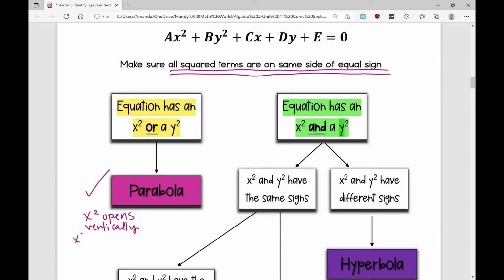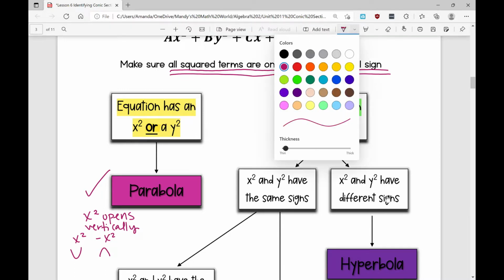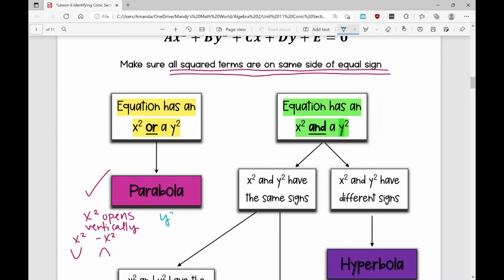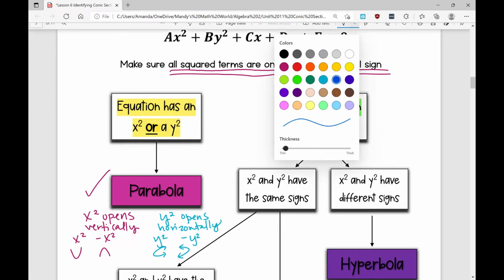So x squared will open vertically. If you have a positive x squared, it opens up. If you have a negative x squared, it opens down. If you have a y squared, it will open horizontally, and these are just good little notes to write in, little reminders. If you have a positive y squared, it's going to open to the right. If you have a negative, it's going to open to the left. So now let's move on.